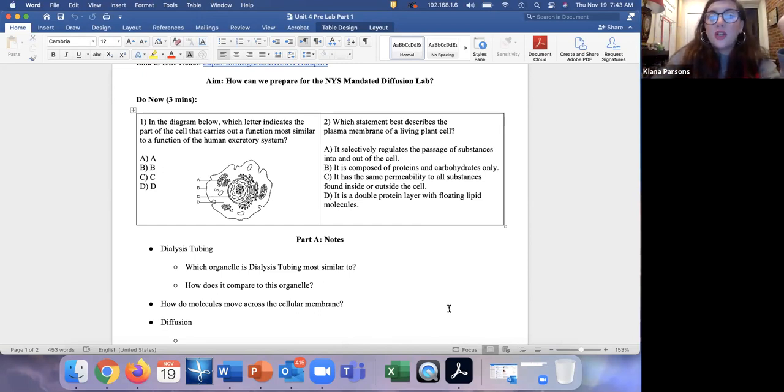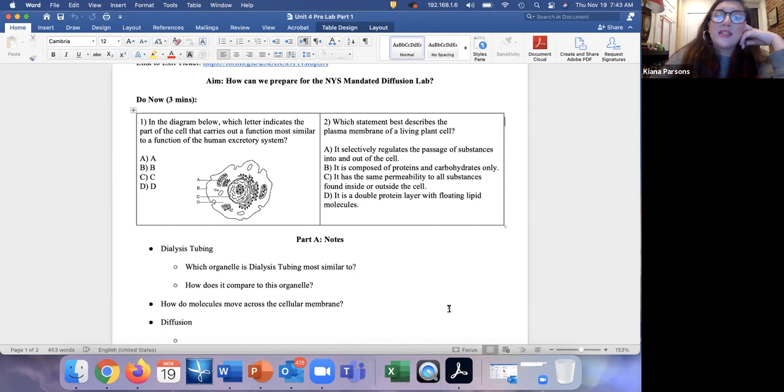But unfortunately, what that means is you guys will be watching a video of a model cell being built, because even I do not have the dialysis tubing to build this cell at home. So we'll be doing that all together. But for now, let's do this pre-lab.